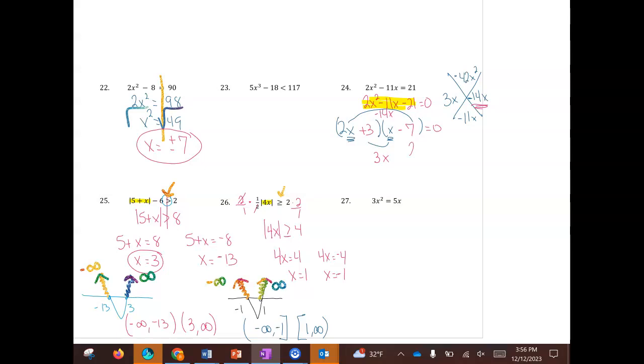All right, so set each factor equal to 0. So in this one, I'd subtract 3, and I would divide by 2. And I'm just going to leave it as the fraction. And on the other one, x minus 7 equal to 0, just add 7.